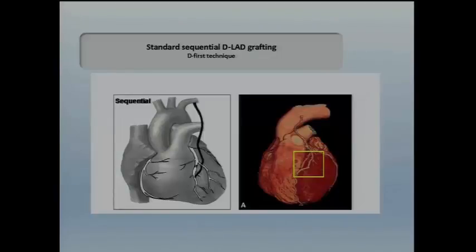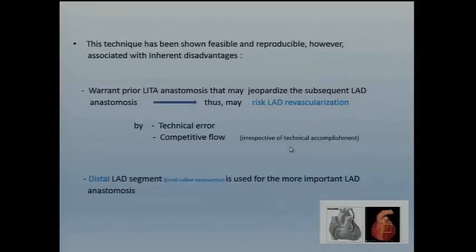This is the technique which has been routinely used around the world. The in situ LITA is being used for sequential grafting, diagonal first, of the diagonal artery, and then of the LAD. Now, this technique has been shown feasible, reproducible, with good results.